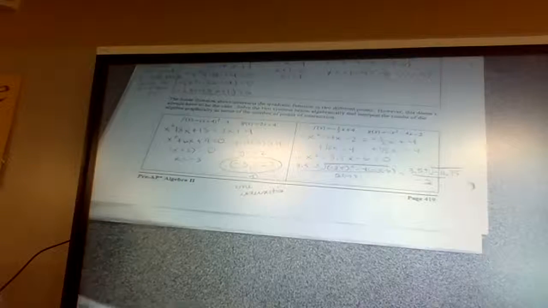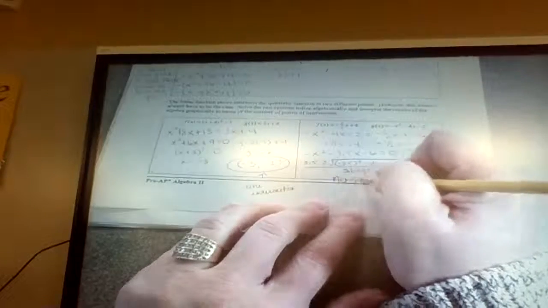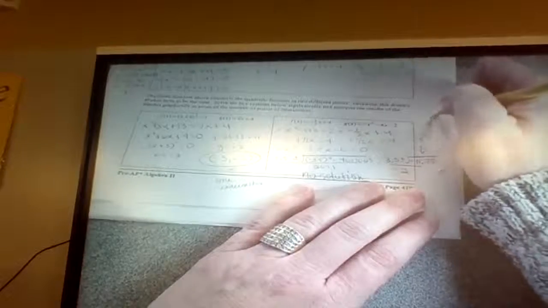There's no intersection. This is no solution. No intersection. That's what that means.